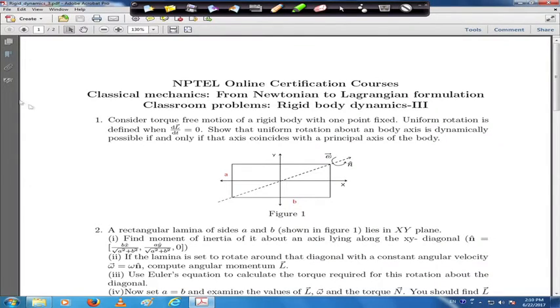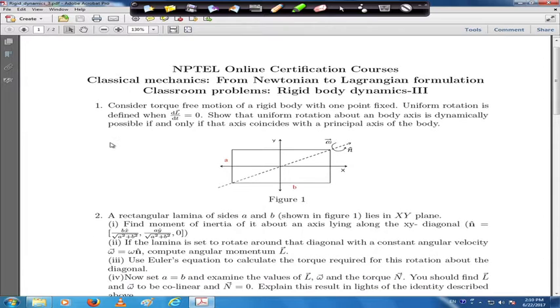So, let us continue with our discussion and let us solve some problems to begin with. We have the problem set for discussion on motion of symmetric top, or rather motion of systems. At first we start with an identity. Consider torque free motion of a rigid body with one point fixed, which we are doing in general, and torque free means N is equal to 0.